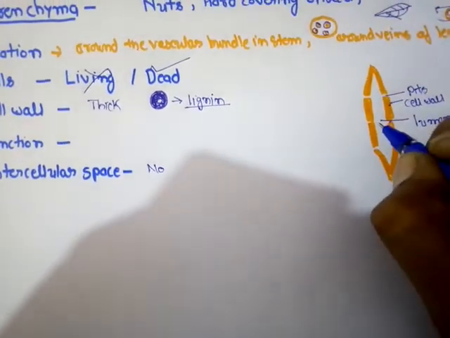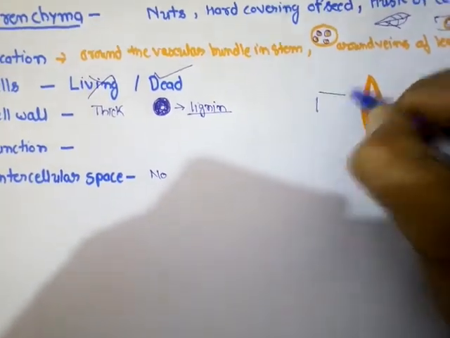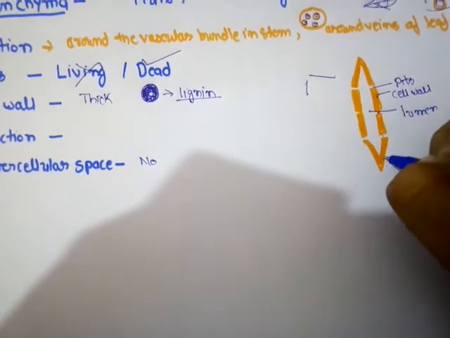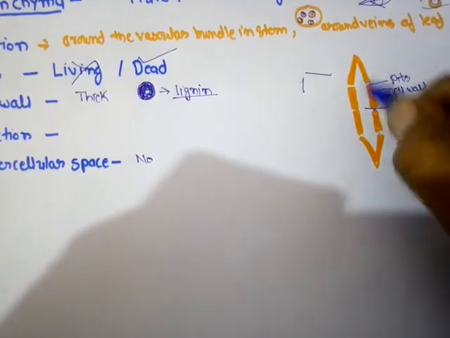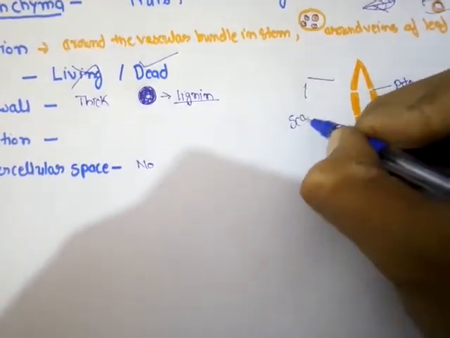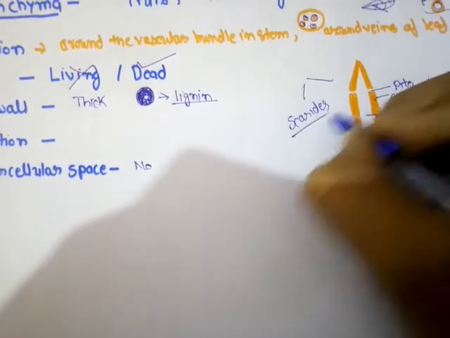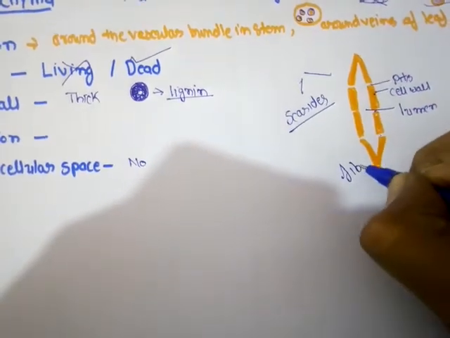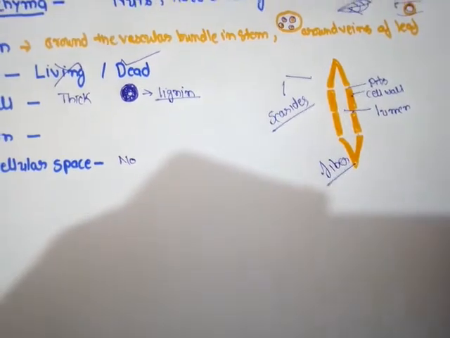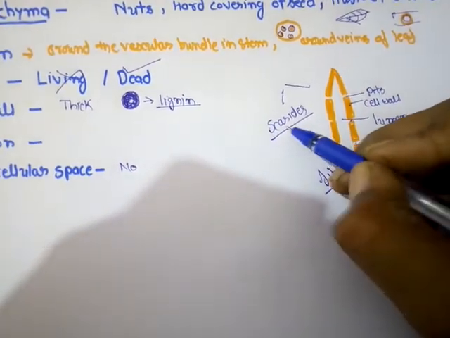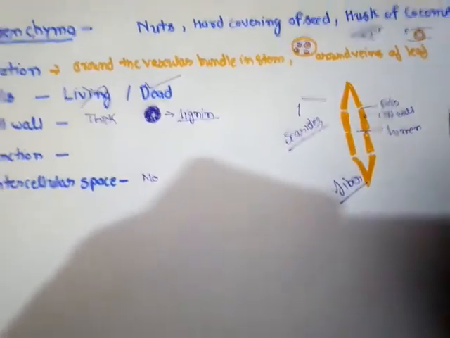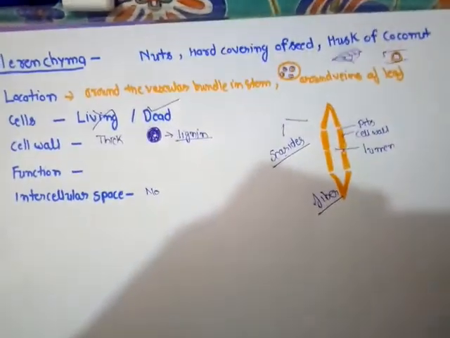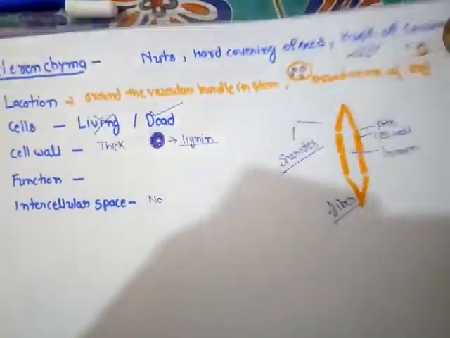In sclerenchyma tissue, the cells could be in two forms. They could be in the form of fibers. They are called sclerenchyma fibers, and they could be in the form of sclerites. So these are the two different forms of sclerenchyma tissue that you will discuss in higher classes. They can occur in two forms, sclerites and the fiber form. So this is all about the sclerenchyma tissue, the last simple permanent tissue found in the plant.